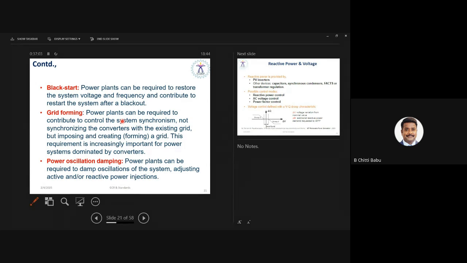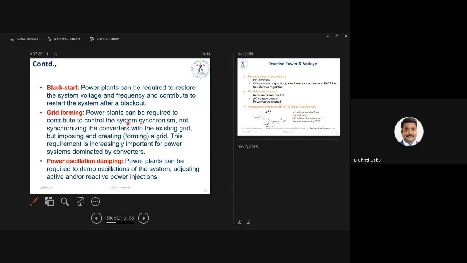So to contribute to restart the system after blackout, that is what is called a black start. Sometimes, as I told you, we may have a kind of inverter that acts as a grid forming inverter. It means the grid forming inverter supports the utility grid when the grid is under fault condition. That is what sometimes the inverter that acts as a solid state synchronizer.